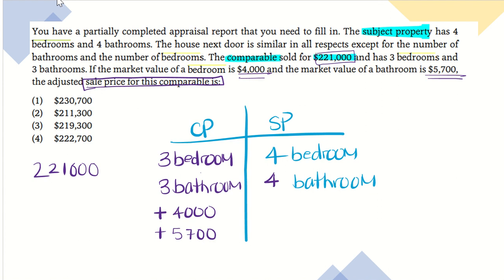So the comparable was sold for 221, and now I'm going to add my 4,000 plus 5,700. You add all of it together. So my calculator says 230,700. That's our answer, and that's what you're supposed to do.